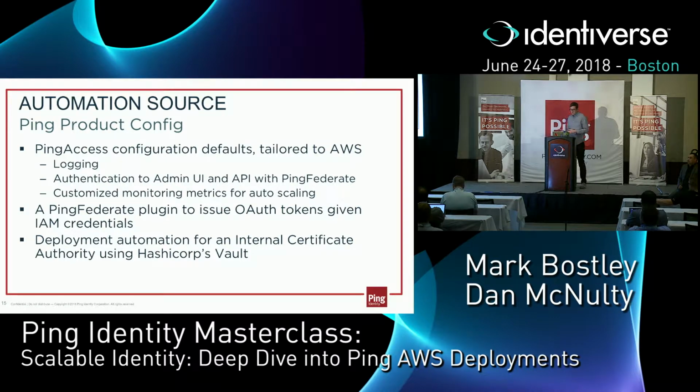Then there's going to be some configuration to allow authentication to the admin UI and API within PingAccess, leveraging PingFederate as an authentication authority. I'll dig into that in further detail in a bit. There's also going to be some changes to how the PingAccess engines expose monitoring metrics for the purposes of informing auto-scaling decisions. I'll also dig into that in a few slides. We also provide a PingFederate plugin that gets into this use case of authenticating to the admin UI and API, where PingFederate will issue an OAuth token given IAM credentials.